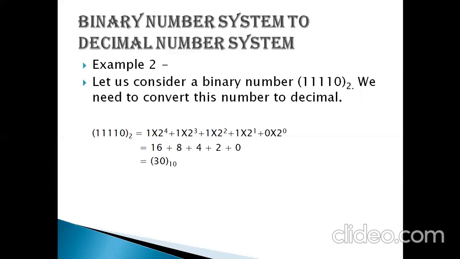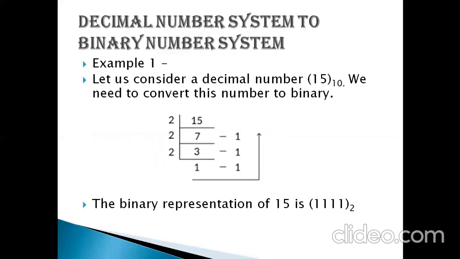So this gives us 16 plus 8 plus 4 plus 2 plus 0. The sum is 30. So 11110 base 2 is equal to 30 base 10. So it is 30 in decimal.